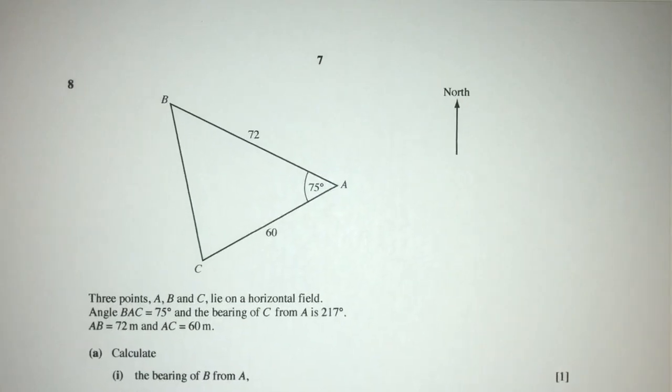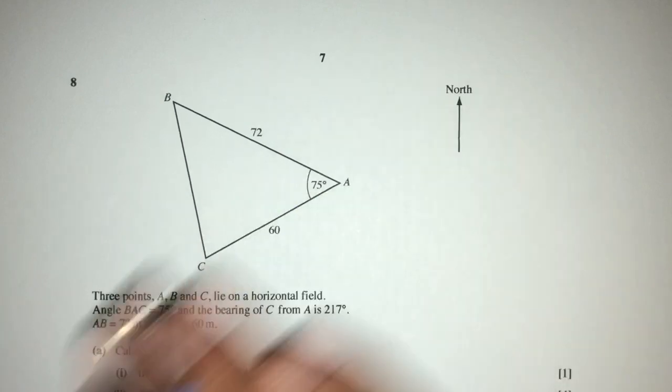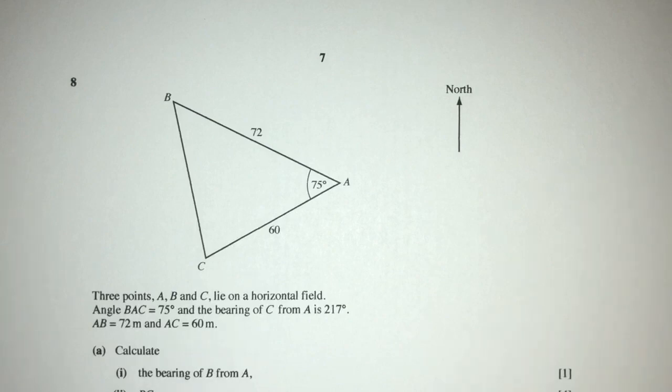Okay, so let's move on to question number 8. Here, as you can see, will be a question regarding bearings. We have 3 points A, B, C that lie on a horizontal field. It means they are flat on the ground. Okay, that is something we have to understand. Now the angle BAC is 75. The bearing of C from A is 217.